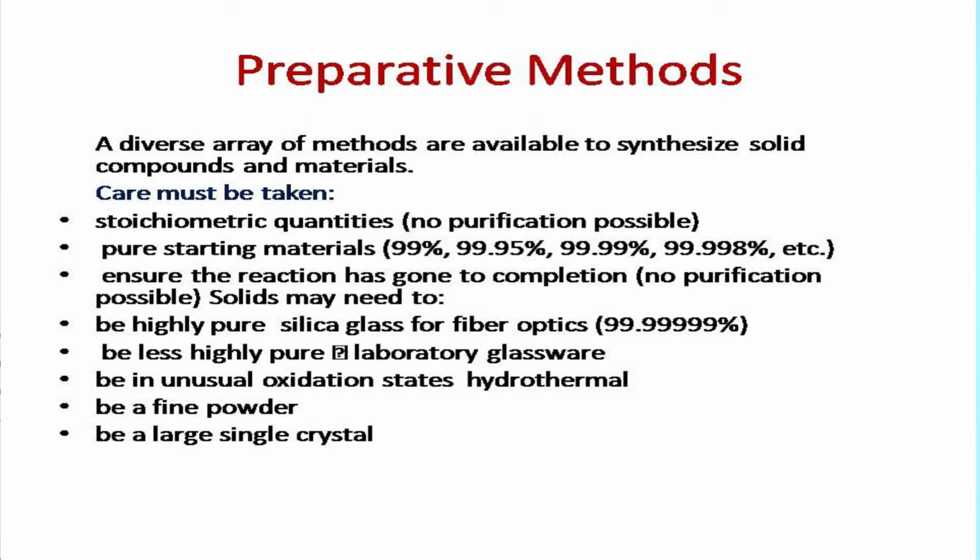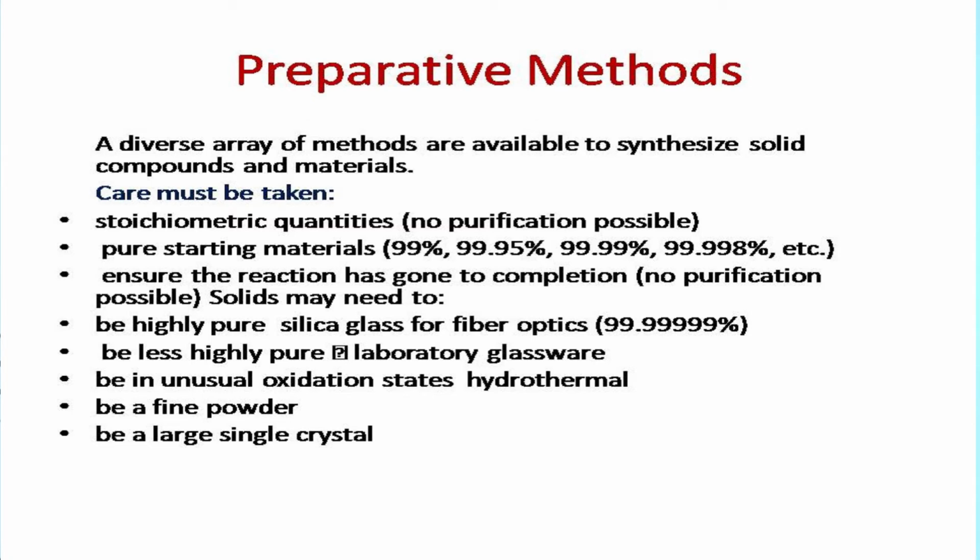Second thing is that the purity of the starting material is of fundamental importance. This purity, you can see it as it is indicated here, starts with 99% and goes up to 99.998%. So depending on the material what you are intending to make, the purity level of the reagent has to be looked into. Now this purity level is to give you a reaction that goes to completion, and there are no possibilities of any contamination in those materials. If you want to make silica glass for fiber optics, the purity of the starting material has to be 99.999999%. Whereas if you wish to make laboratory glasswares, you can have a material with less purity.